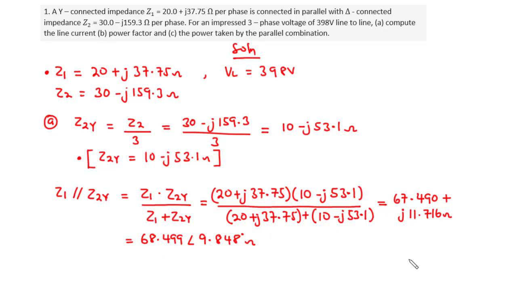Now let's try to represent this in the circuit form. So we have the phase voltage, and that is connected across two impedances. We have this to be Z1, and then we have this to be Z2y.